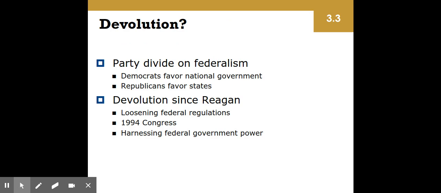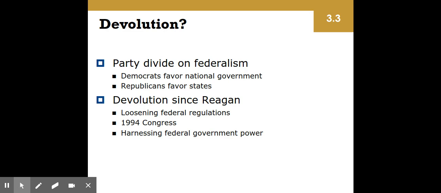And of course, there's a party divide on federalism. Democrats favor national government, Republicans favor state governments. In the 1930s, 1940s, the parties switched positions because they used to be the opposite, because the Confederacy was mostly made up of Democrats and they favored state government. So this position has changed in the parties over time.